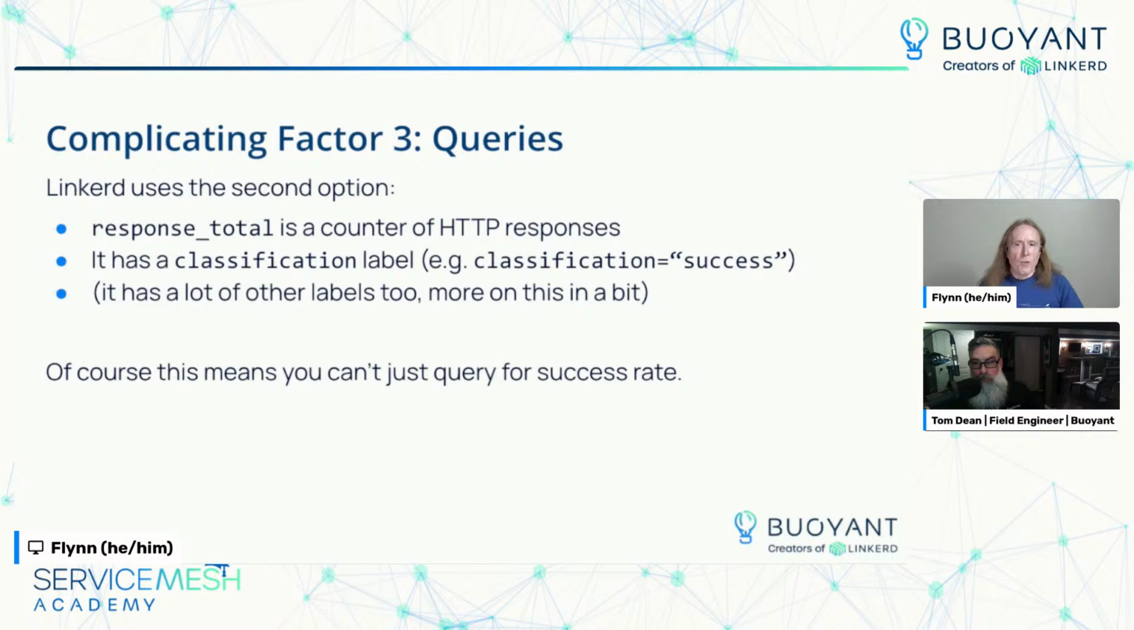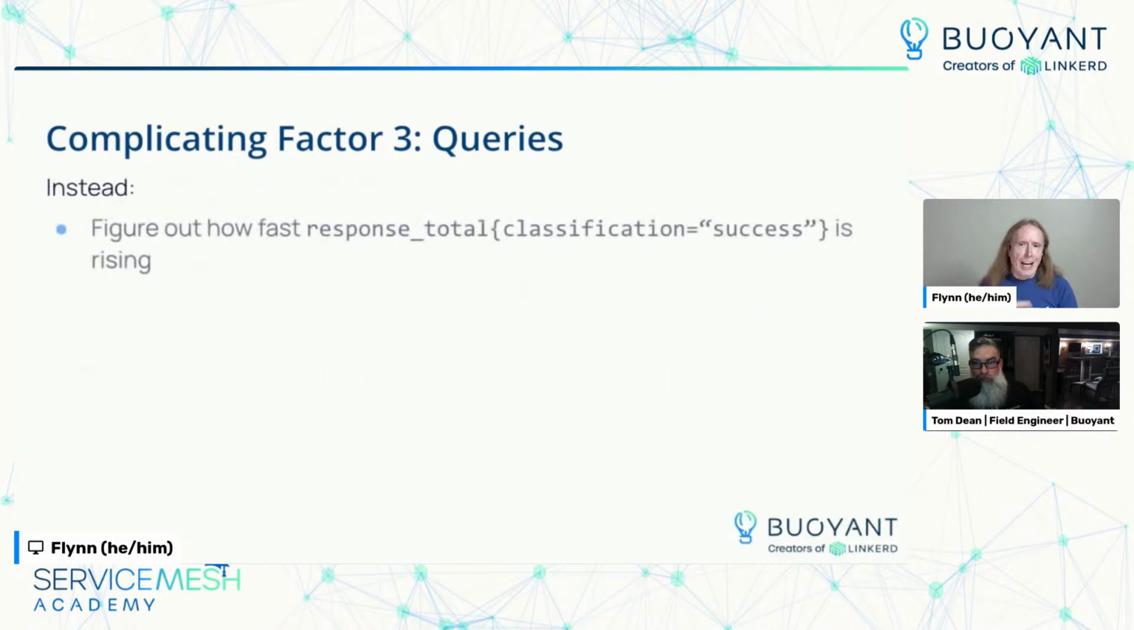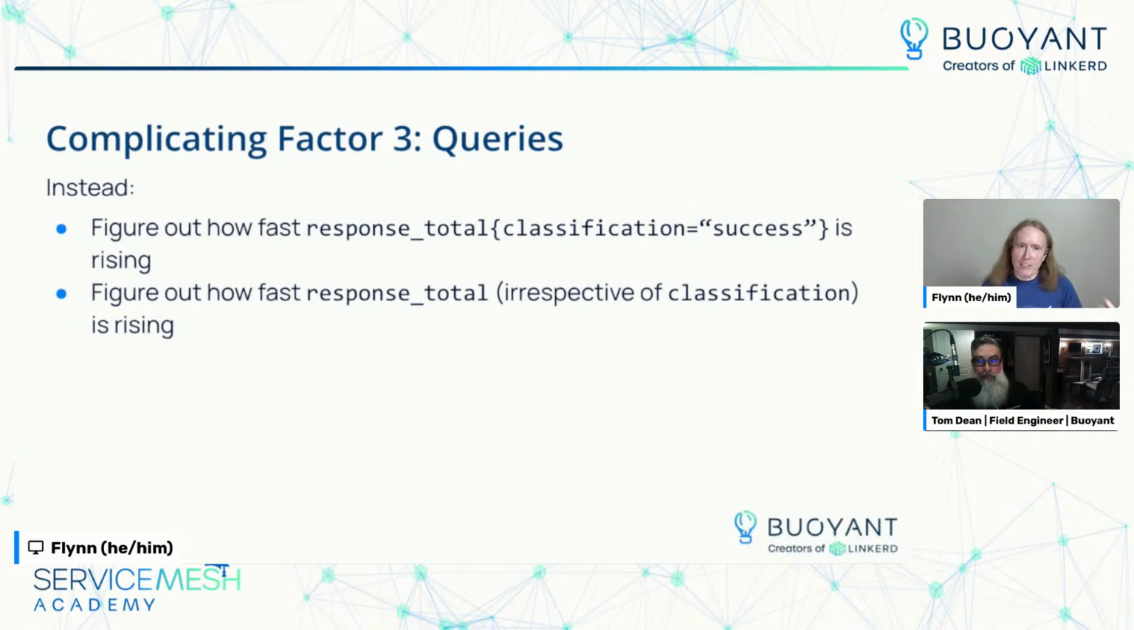But given those, you can calculate a success rate, but you can't just ask the system, please give me the success rate. Instead, what you have to do is figure out how fast response total with the success classification is rising, and then figure out how fast response total with any classification is rising, and then do a division. Because the first one will tell you the rate of successful requests, and the second one tells you the rate of total requests, and successful requests divided by total requests is a fraction that we tend to call success rate.